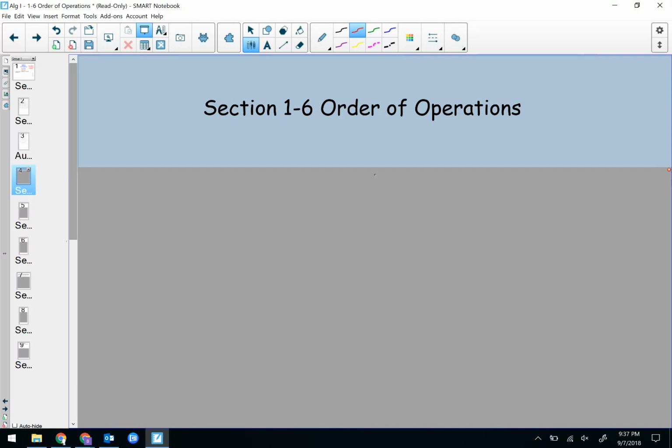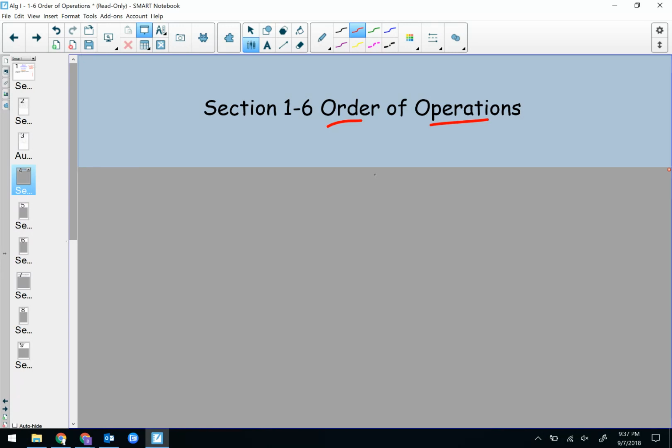Go ahead and start your notes here. This is section 1.6, order of operations. Now, order of operations is something that you probably have already learned, probably in middle school, maybe even before then. It's just the way that you use the operations. It's just how it sounds: it's the order of the operations that we know of, add, subtract, multiply, divide, all of those things. It's just the order that we go in.